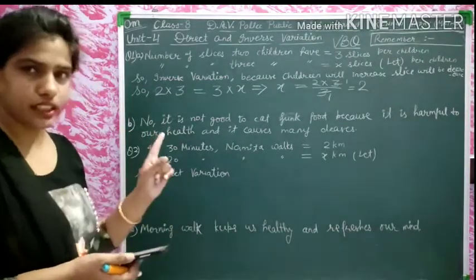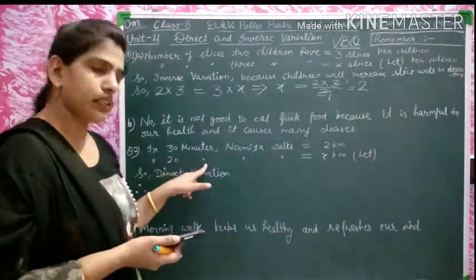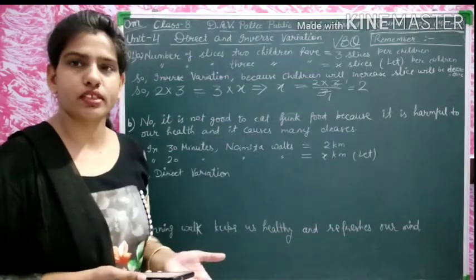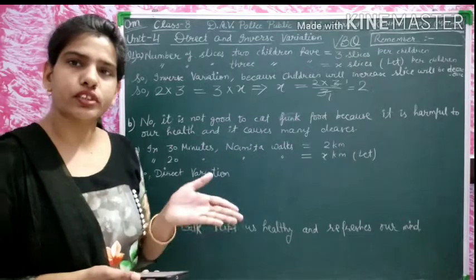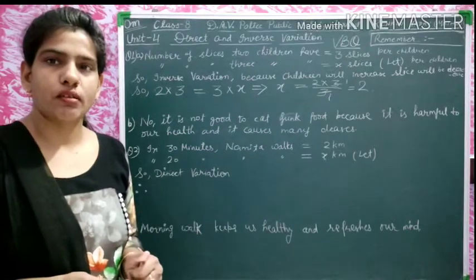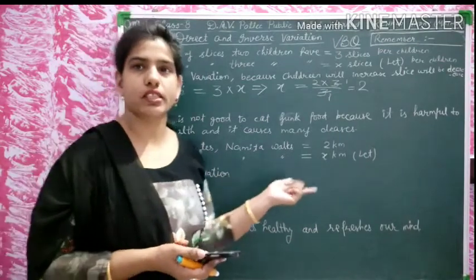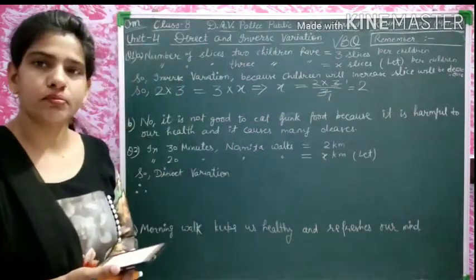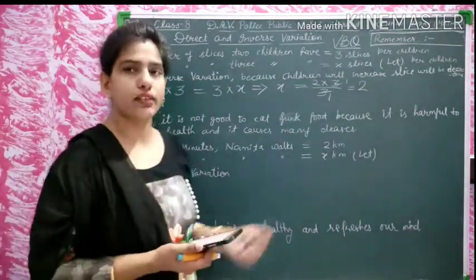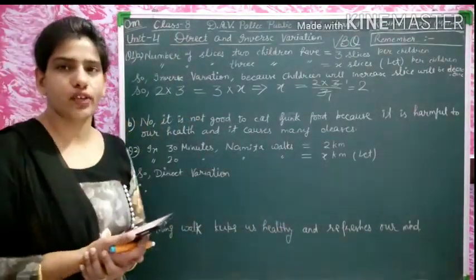She covers 2 kilometers in 30 minutes, but in 20 minutes she will cover less distance. If she walks for 30 minutes, she covers 2 kilometers, and if she walks only 20 minutes, it means Namita walks less time and less distance. Yes, so there is direct variation. There is less time and also less distance, so it's direct variation here.